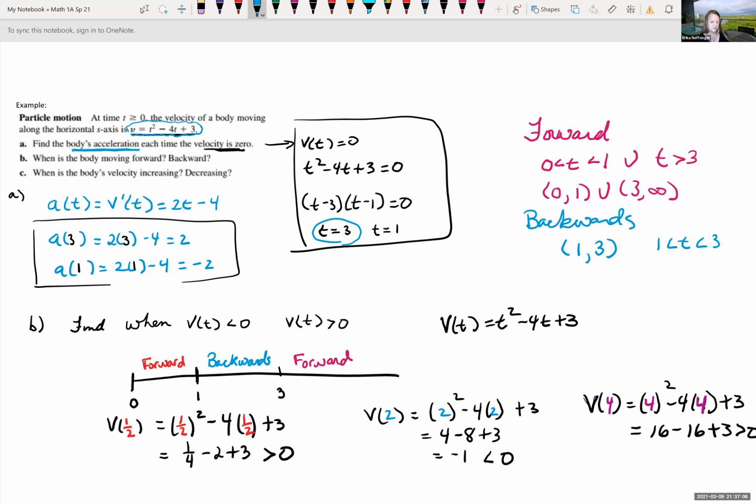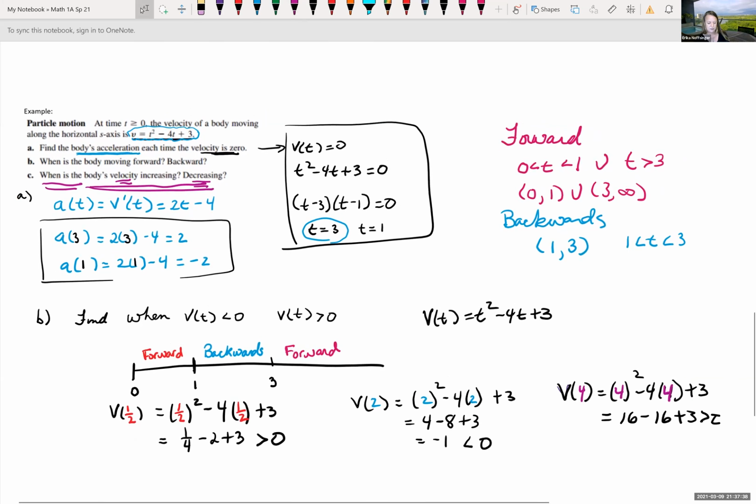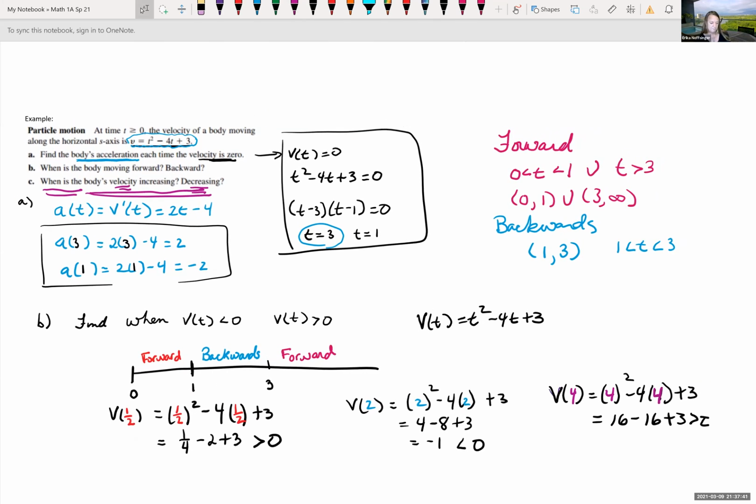So to find when our velocity is increasing and when our velocity is decreasing. Well, notice that, remember, derivative is just the slope. So we want to know when is our slope positive for our velocity and when is our slope negative. I think we just kind of did that. So when it's moving forward, it's increasing.